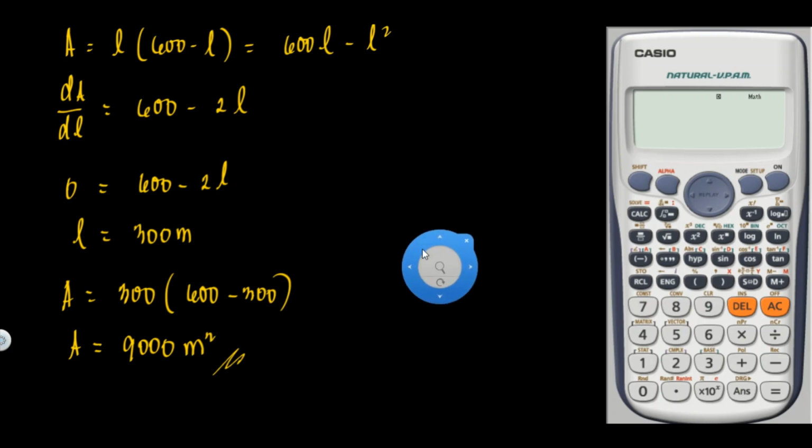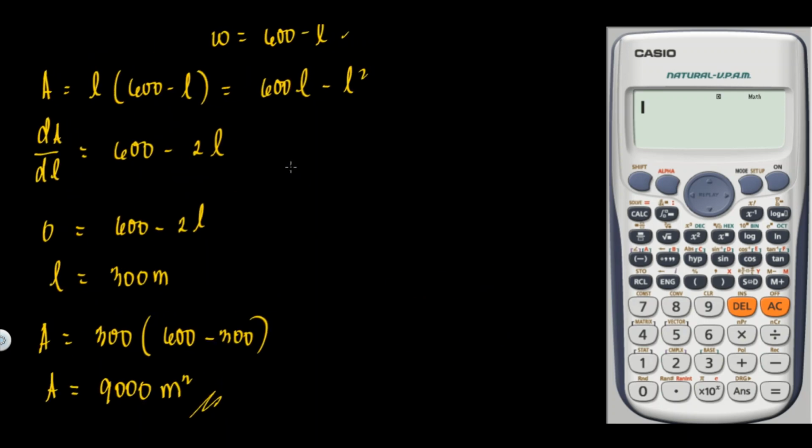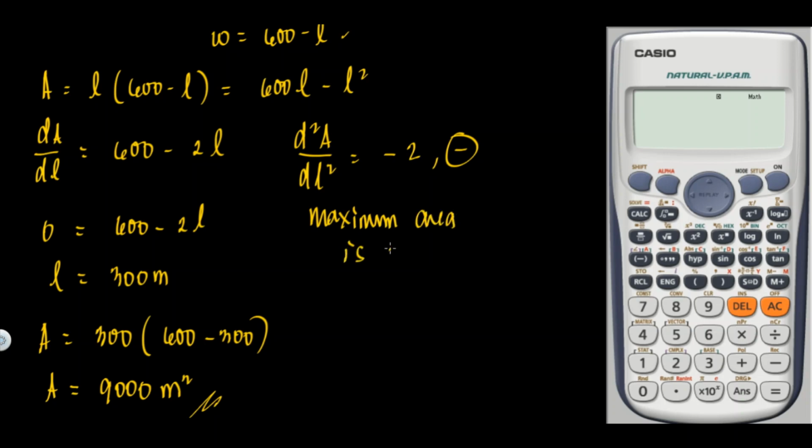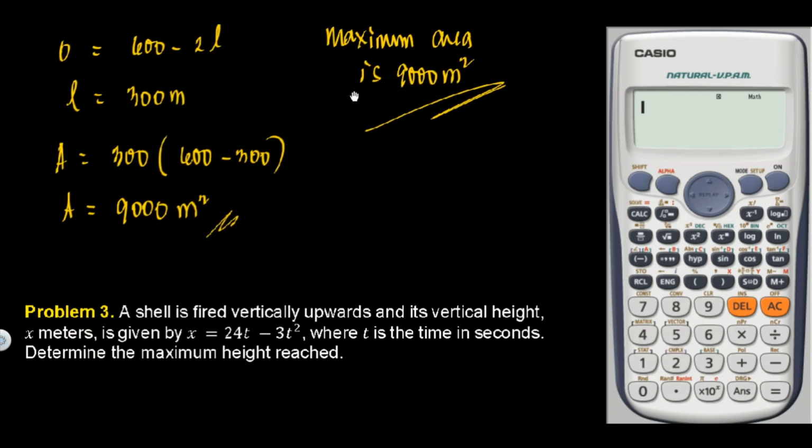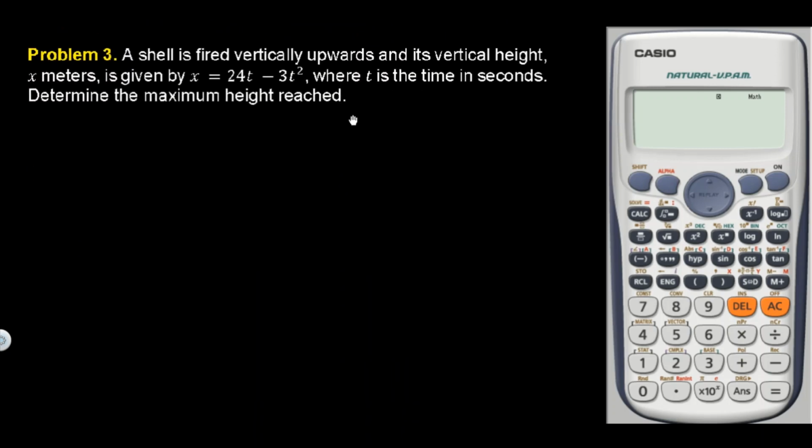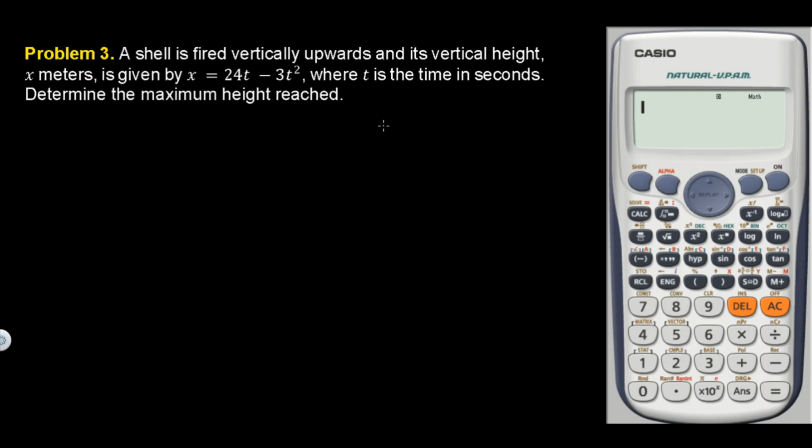Okay? So let's see if this value is a maximum value by using the second derivative test. Okay, so we have minus 2. Yes, negative meaning maximum. So the maximum area is 90,000 meter square. Yes. Okay. Madali lang, di ba? Yes, sir. Number 3.